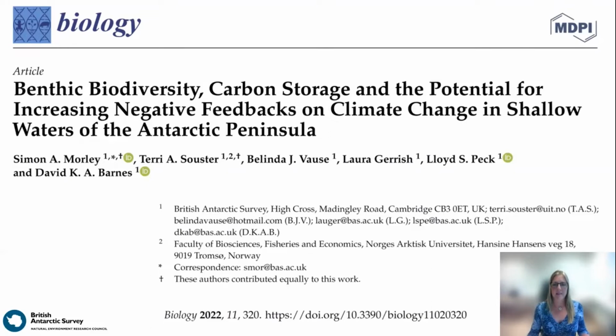Our paper here estimates the quantity of zoobenthic blue carbon found within both rocky and soft sediment, shallow seafloor communities along the Antarctic Peninsula, so coastal seafloor communities. It also looks at how this ecosystem service could increase with continued climate warming and potentially act as a negative feedback on climate change.